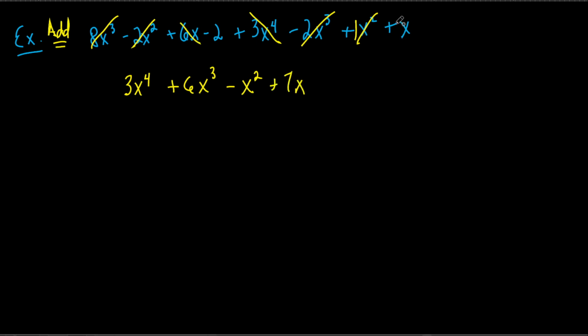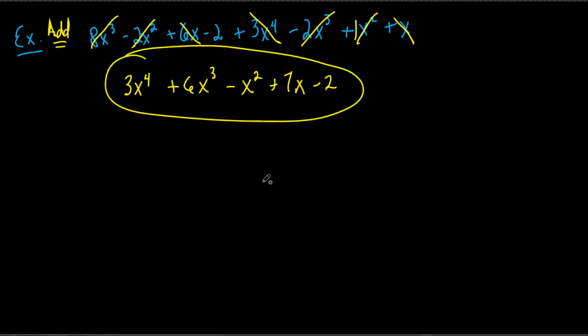I'm done with that one. What else do we have? Just a regular whole number, right? That's the only one I have, isn't it? I got a negative 2. I can't add it to anything else, so I just put minus 2. That crazy looking thing right there is the answer, and I circle it. That's all there is to it. Questions? It's pretty easy, isn't it? Yeah, absolutely. All right, let's do one where we subtract.